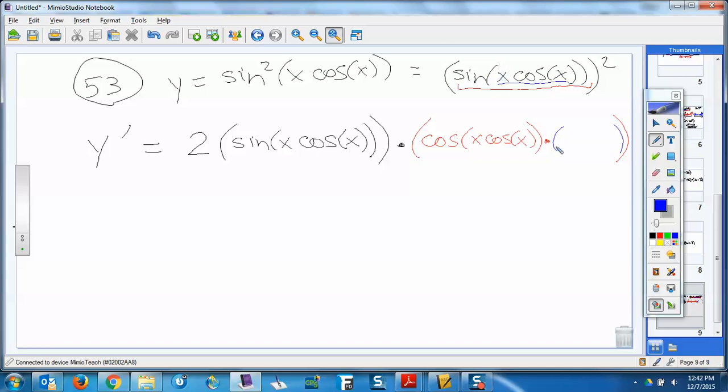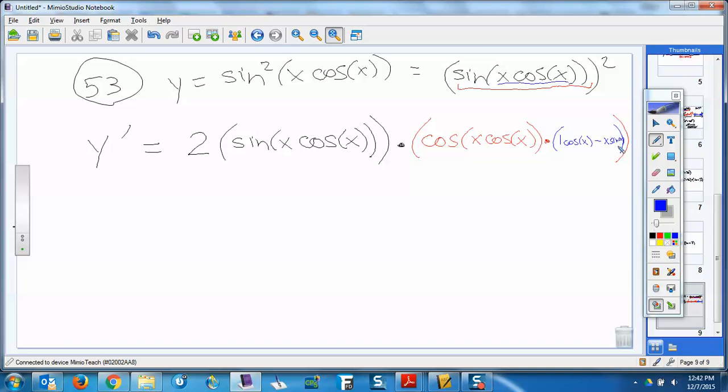Well, the derivative of the first would be 1, cosine left alone, plus x left alone. What's the derivative of cosine? So that's going to turn to a minus. So it's going to be x sine x.